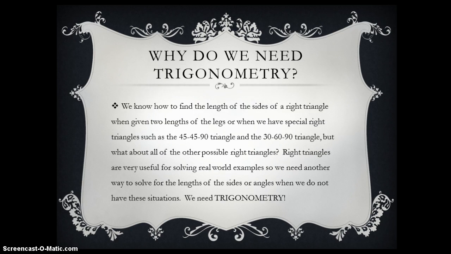Now, why do we ever study trigonometry? Well, we know how to find the lengths of sides of a right triangle when given two lengths of the legs, or when we have special right triangles such as the 45-45-90 or the 30-60-90 triangle. But what about all those other possible right triangles? Right triangles are very useful for solving real-world examples, so we need another way to solve for the lengths of the sides or the angles when we do not have these situations.